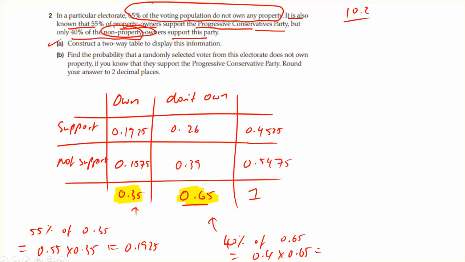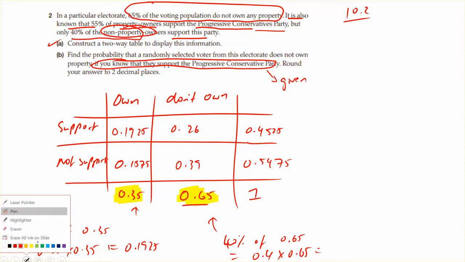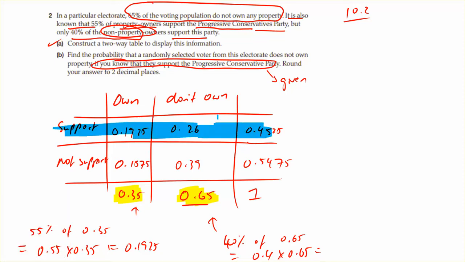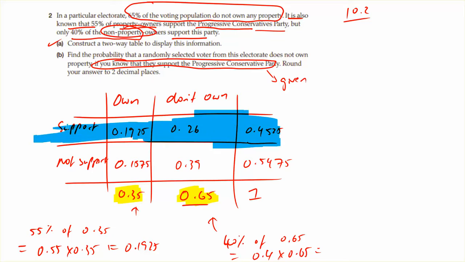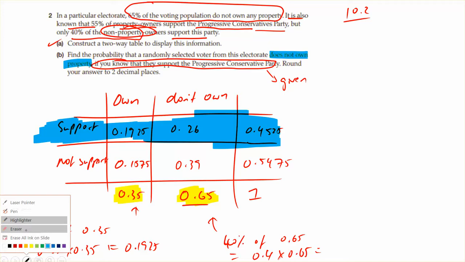Find the probability that a randomly selected voter from this electorate does not own property if you know they support the Progressive Conservative Party. So if you know is like saying given. Okay, so it's conditional probability. If you know they support the party, so I'm going to highlight it in blue. Support the party means this row. If you know they support the party, what's the chance that they do not own property? Out of that, what's the chance they don't own property?